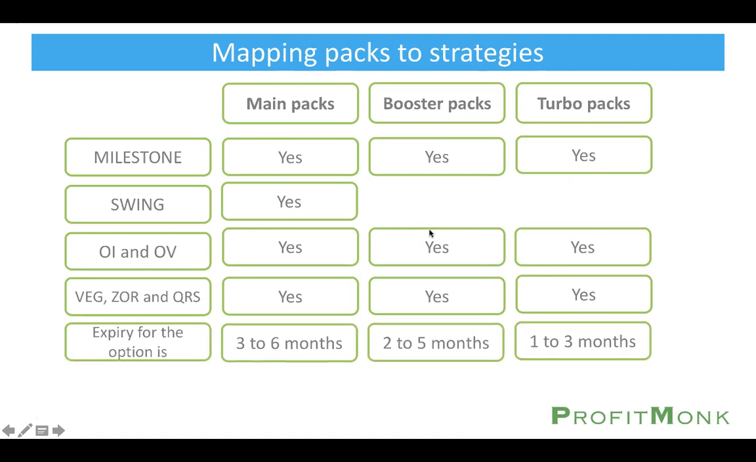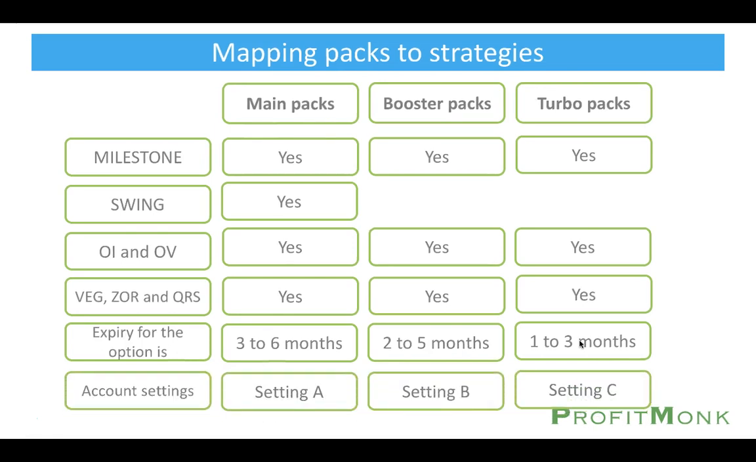Okay, so coming back to this now, the piece of information that might be useful is that for main packs, with all these strategies, the expiry date for the option from the date of trade that we are looking at is going to be about 3 to 6 months out. For booster packs, it's going to be about 2 to 5 months out, and for turbo packs, it's going to be about 1 to 3 months out. So those are the time frames we are looking at, and of course, for each of these, you will have different account settings, setting A, B, or C. So that's what packs are, and I hope that clarifies a lot the terminology and dictionary of packs, strategies, and account settings, etc.